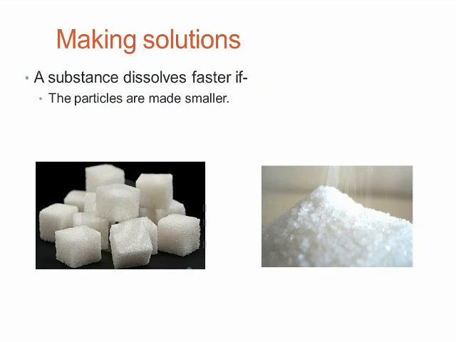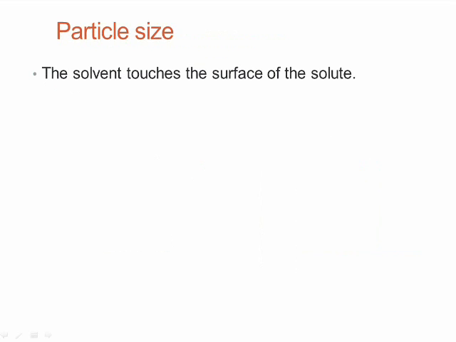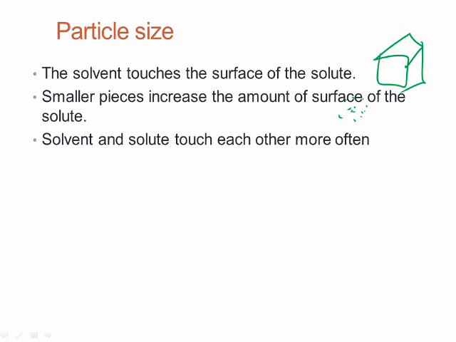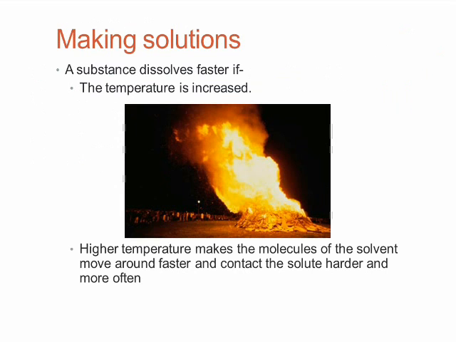Stirring will move fresh solvent next to the solute, dissolving it faster. A substance will dissolve faster if the particles are made smaller. That makes sense, of course. If you just put a sugar cube into your coffee, it's not going to dissolve as fast as if you just put a whole bunch of grains of sugar. Particle size, the whole point is a solvent touches the surface of the solute. If there's more surface, like with little grains, there's a lot more surface there, whereas with just a cube, there aren't as many surfaces. Smaller pieces will increase the amount of surface of the solute. Solvent and solute touch each other more often. Smaller particles will dissolve faster.